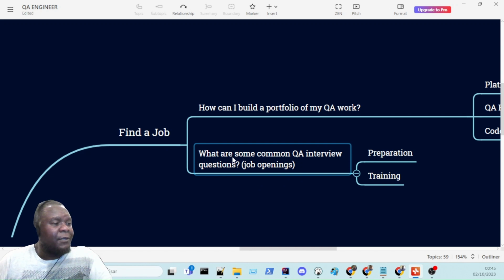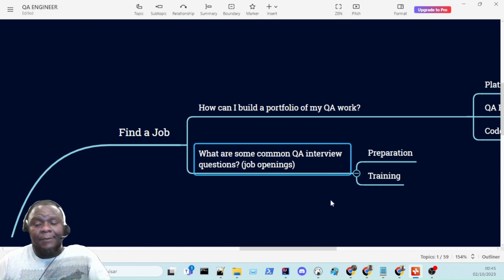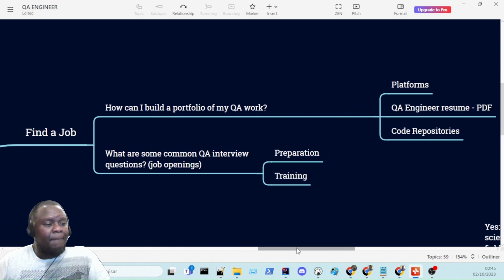Another question here: what are some common QA interview questions? It's when you have job openings. This is a gap that we have in our niche of testing. If you search for this term, QA interview questions, on YouTube or Google, depending on the browser or site that you are searching, you are going to find a lot of preparation material. It's good to have preparation and training.